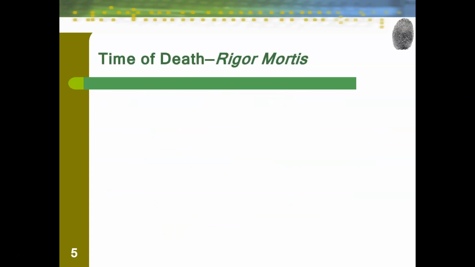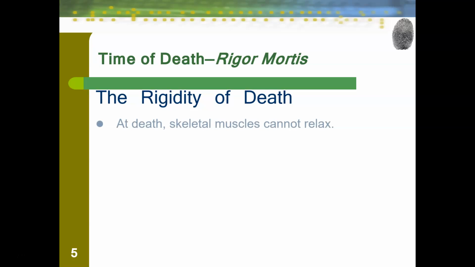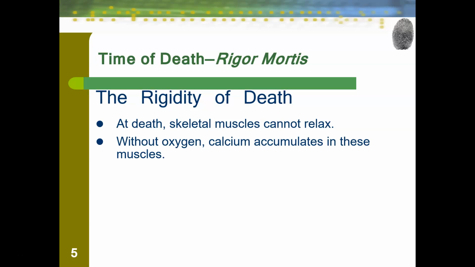Our next way of estimating time of death is something called rigor mortis. This is the one students are most familiar with because you hear about it on TV shows. And it literally stands for the rigidity of death. At death, skeletal muscles cannot relax. Calcium, potassium, all of these other things are encouraging your brain's ability to tell your muscles to contract and relax, and your muscles' abilities to do those things. But without all of those things, your body eventually runs out of them, thus meaning that the muscles can no longer relax. So without oxygen, calcium accumulates in these muscles, which is what makes them stiff.